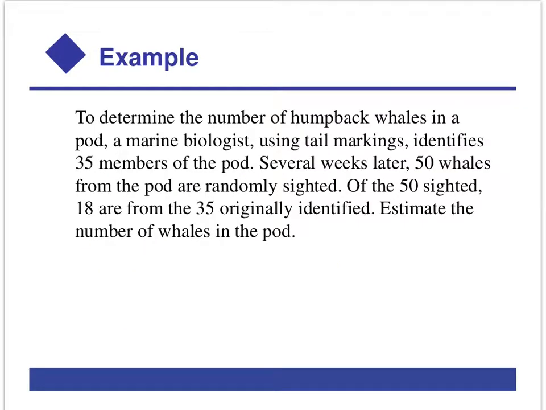Okay, so it's wanting us to determine the number of humpback whales in a pod. So we're going to estimate the number of whales in the pod. That's what we're looking for. How many are in a pod? A marine biologist using tail markings identifies 35 members of the pod. Several weeks later, 50 whales from the pod are randomly sighted. Of the 50 sighted, 18 are from the 35 originally identified. So what is the estimate of the number of whales in the pod?